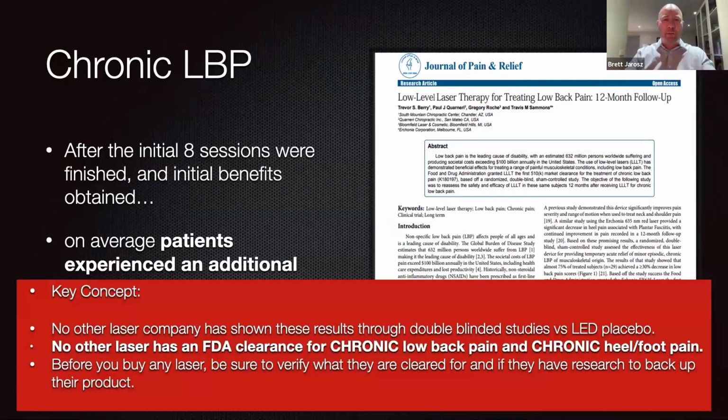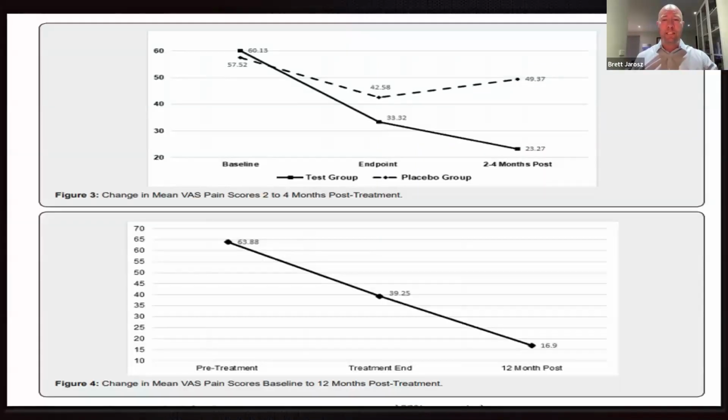And again, this company has put their money where their mouth is and done a lot of research. So no other laser company has shown the results through double-blinded studies versus an LED placebo. No other laser has an FDA clearance for chronic low back pain and chronic heel foot pain. So again, before you buy any laser, be sure to verify what they are cleared for and if they have research to back up their product. And again, which is why I have attached my cart to the Erchonia horse, per se. But that's the study on the low back pain.